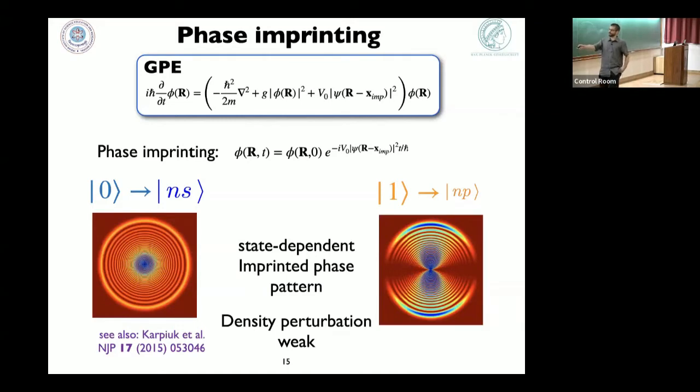So that's been already proposed in that article by others, that it might be interesting to see now the effect of these different electronic states on the condensate. Problem is, it firstly only imprints a phase. You can't directly measure that. It will later convert to a density, but that effect is relatively weak.